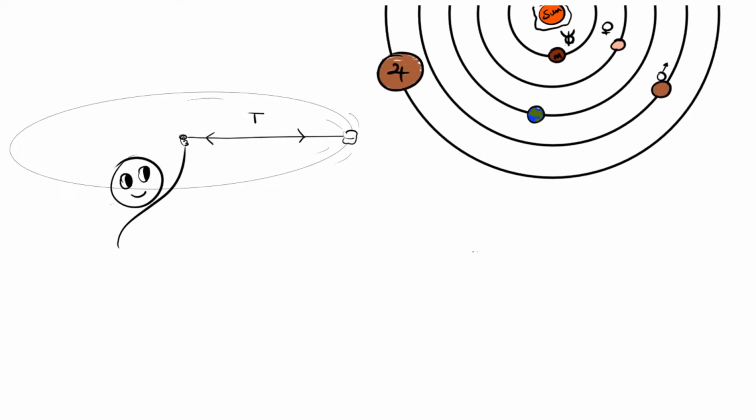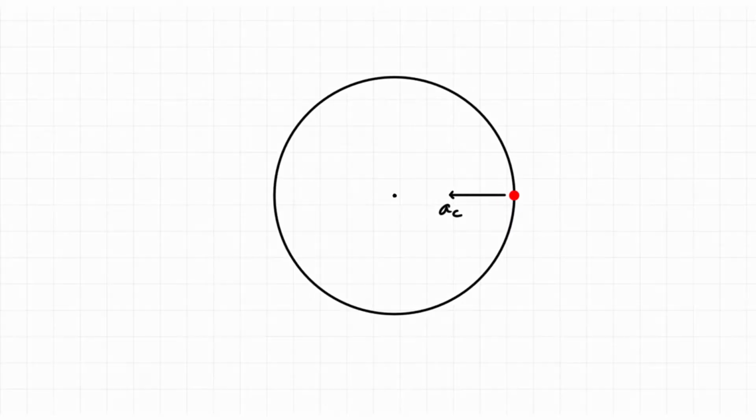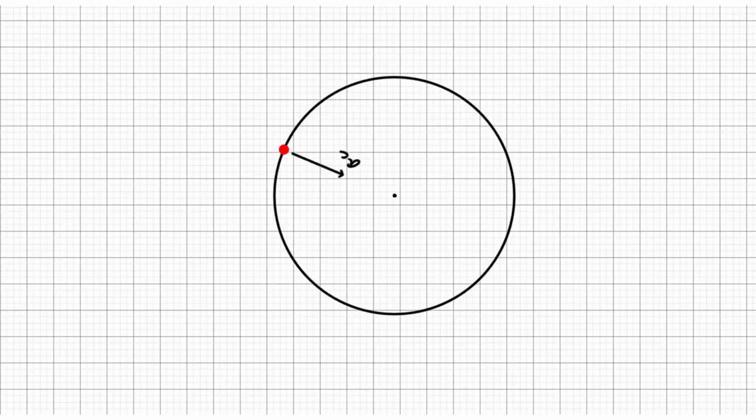It is provided by tension in a string, gravity, attractive forces between static charges, or a magnetic field. It's not a new kind of force, but simply a force towards the center of the circular path. This is what it is when we look at it from an inertial reference frame.